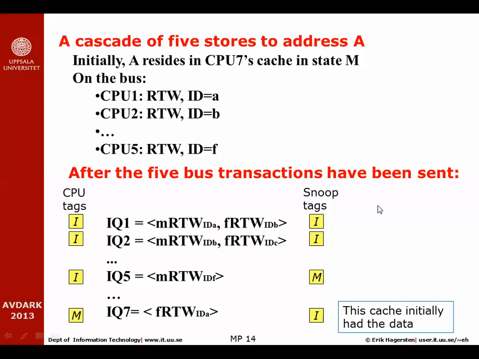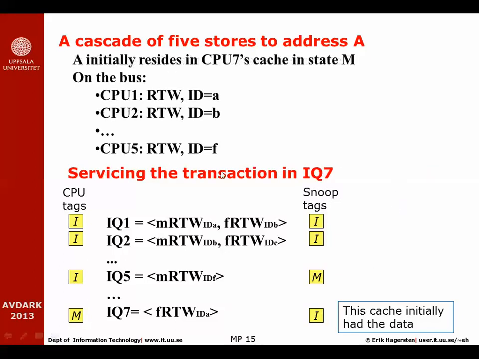So let's see what's happening now when we try to unwind this. More specifically, we're going to see what's happening when we start to service the transaction in input Q7. So right here we have the foreign read-to-write request, the very first request on the bus.